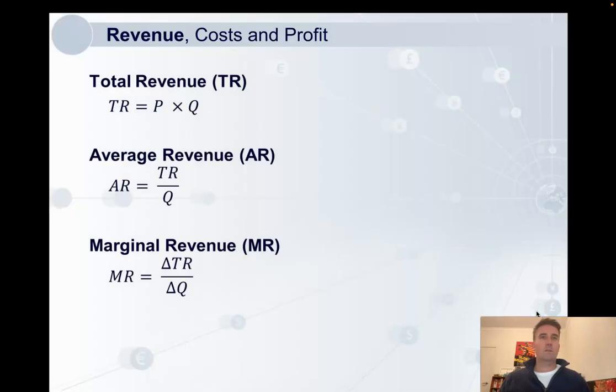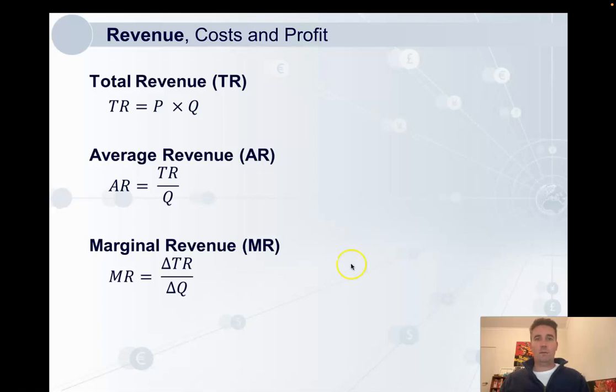Total revenue, nothing new. Price of the good times the quantity sold. Average revenue is just the revenue per unit sold, so total revenue divided by quantity. And marginal revenue, this is the additional revenue from selling one more unit. And this is how we calculate it. Change in total revenue divided by change in quantity.